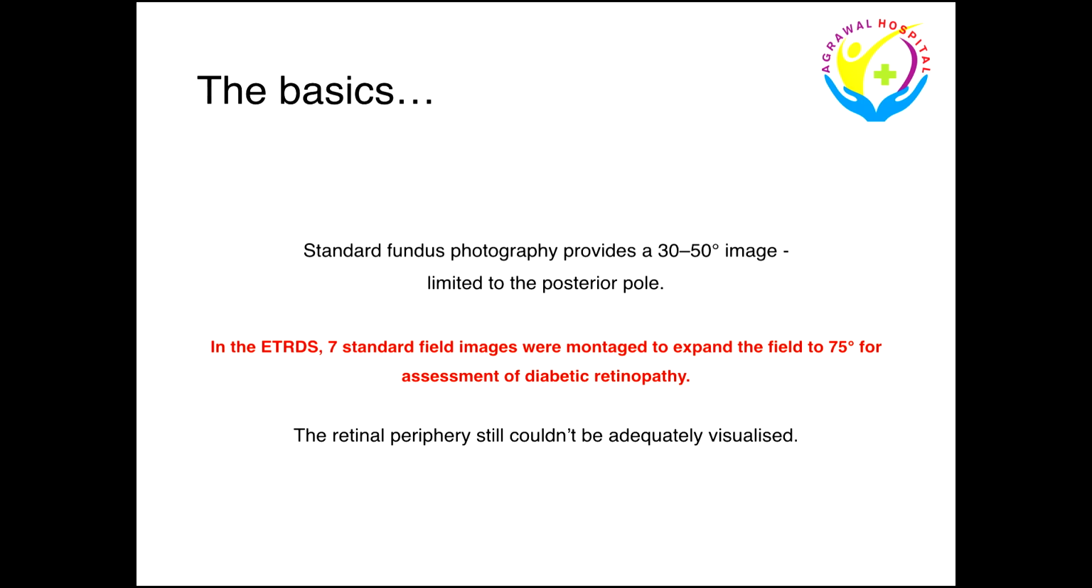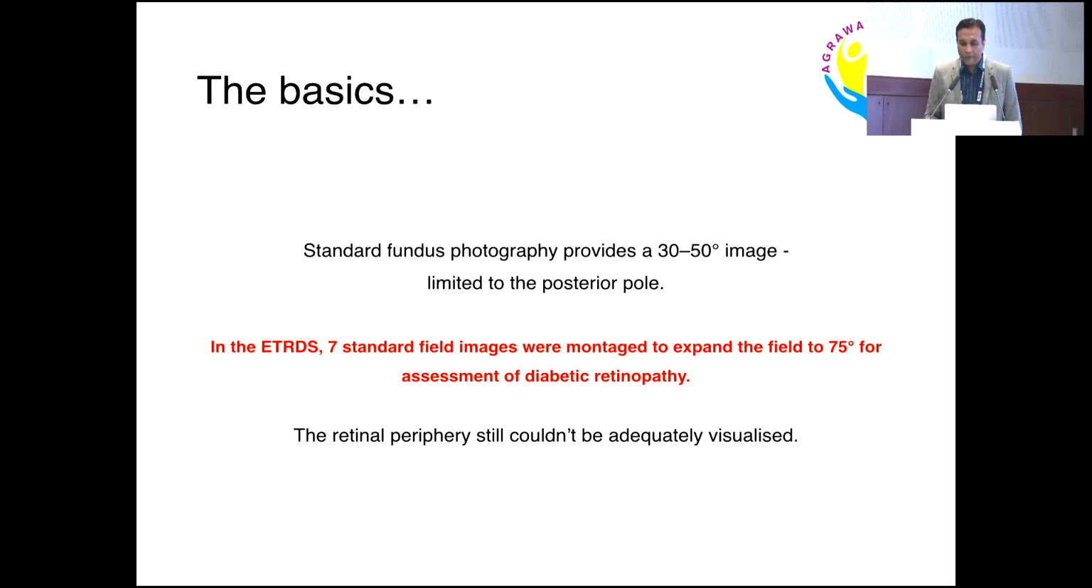So just a brief about the basics. Standard fundus photography, as we all know, is a 30 to 50 degree image, limited to the posterior pole. Even in the ETDRS, where they montage 7 standard field images, it led to a field of 75 degrees. The retinal periphery, for a very long time, still couldn't be adequately visualized.